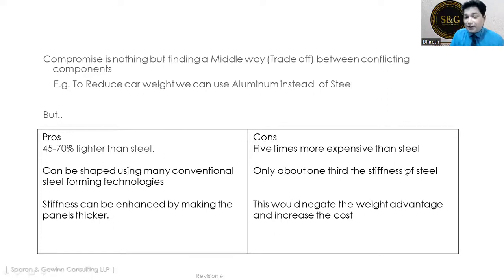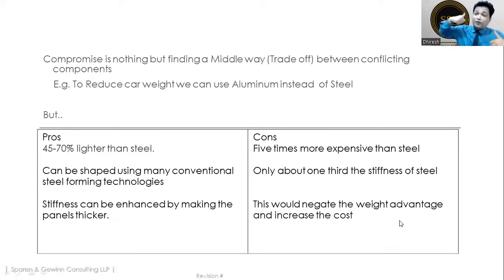But only 1/3 of the stiffness of steel can be achieved, because stiffness is a very important parameter in the strength and quality of the automobile. So only 1/3 of the stiffness can be achieved when we use aluminium, right? Then the designers will say, okay, stiffness can be enhanced by making the panels thicker, meaning we increase the thickness of the plate. And what will be the con of that? This would negate the weight advantage and increase the cost.